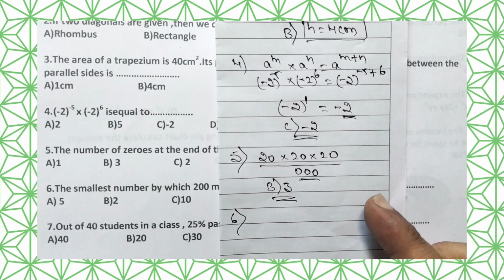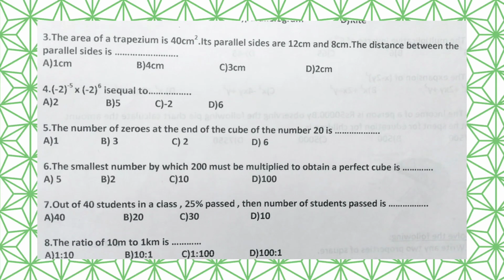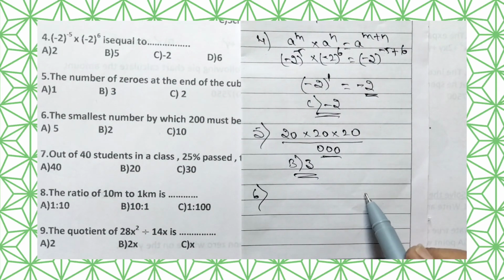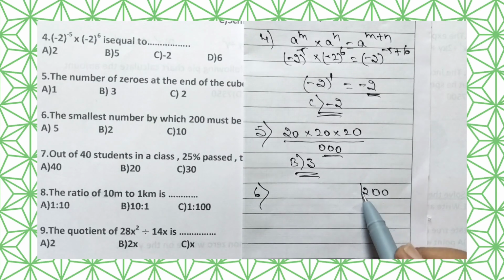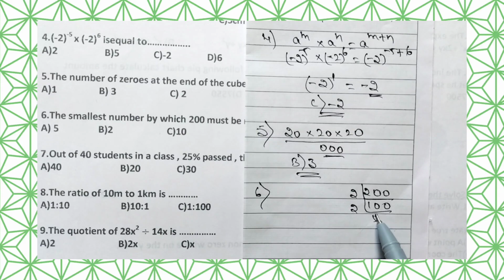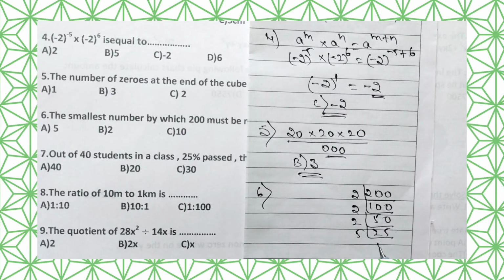Now let us answer the sixth question. The smallest number by which 200 must be multiplied to obtain a perfect cube is dash. So what is the smallest number by which 200 should be multiplied? Let us take 200 and keep dividing it: 2 ones 0 0, then 2 50s, then 2 25s, then 5 5s.